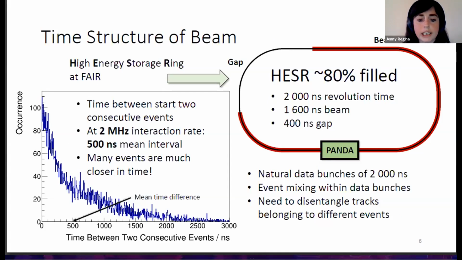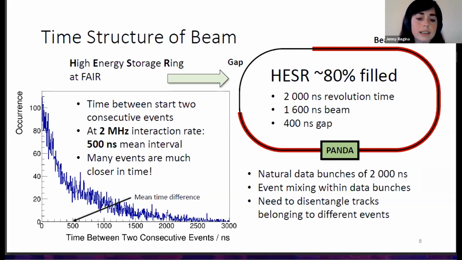And so this creates natural data bunches of about 2000 nanoseconds. However, we will also have event mixing in these data bunches, and this you can see on the figure to the left. Here I show a plot of the time between the start of 2 consecutive events at 2 megahertz interaction rate. The average between 2 events is 500 nanoseconds, and you can see that most of the events occur much closer in time than the 500 nanoseconds. So, of course, within the 2000 nanoseconds, we will have event mixing.